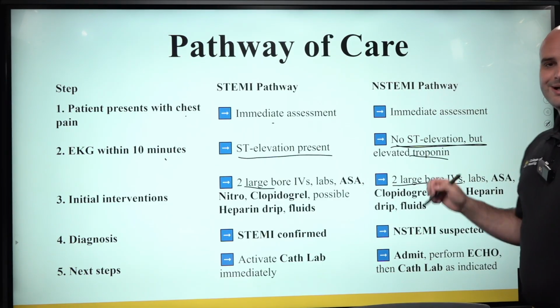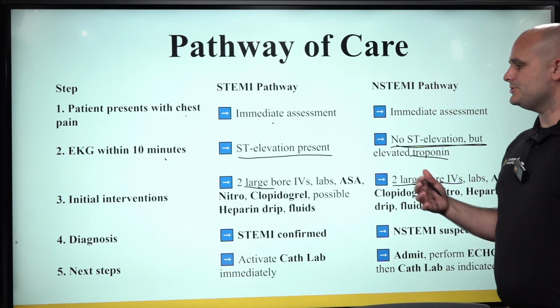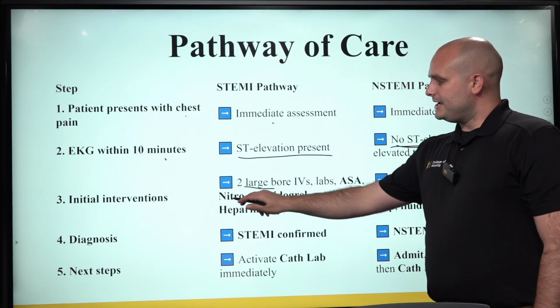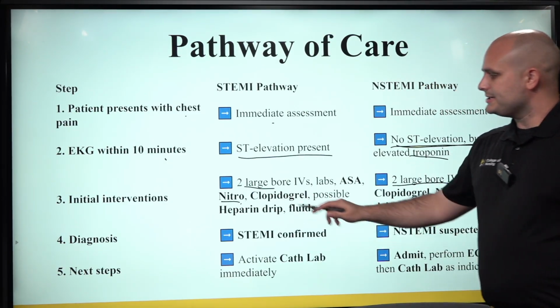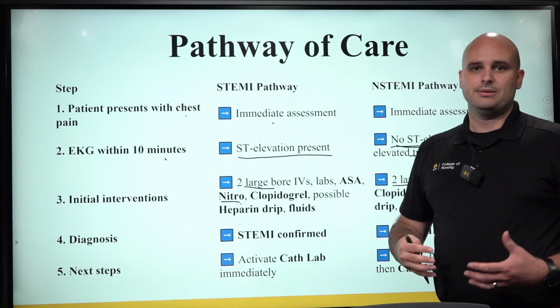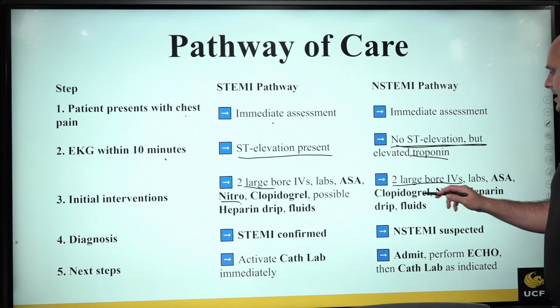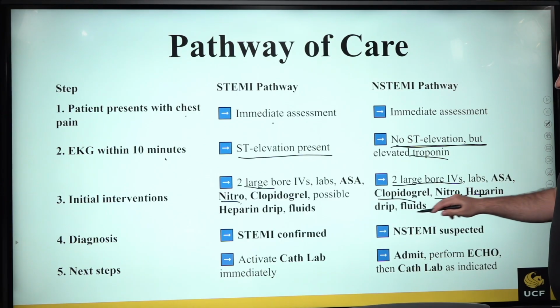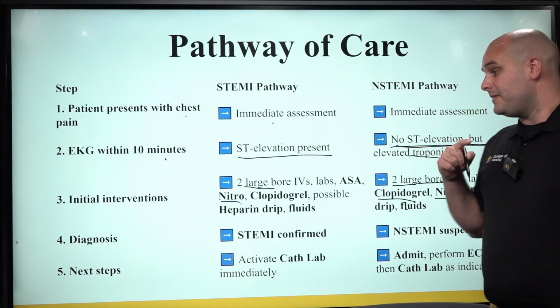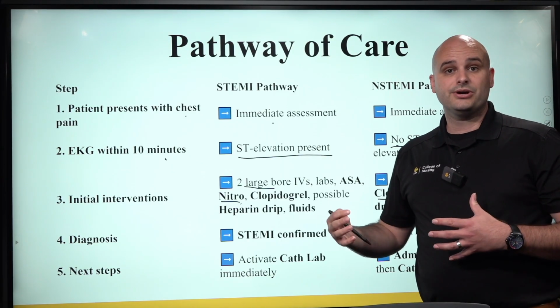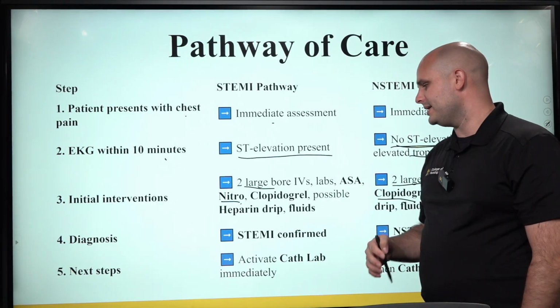Their troponin could be positive. They could have high-risk symptoms, those types of things. Aspirin, nitro if no right side, Plavix, heparin drip, fluids, all those things they're going to get before they go to the cath lab. And the same thing could happen with our NSTEMI, but they may go to the unit first or may have a delayed cath before they get cathed right away.